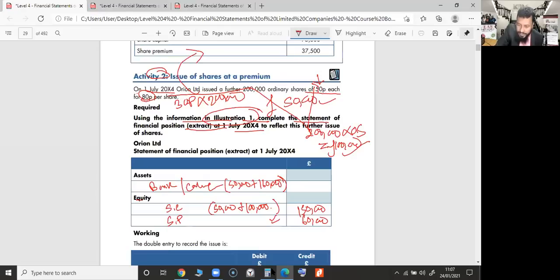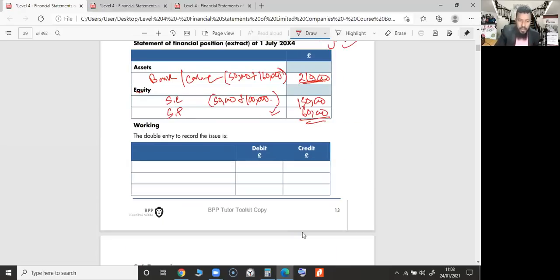And this is 210 in it. So this asset is always equal to liability plus equity. That's how you do it. Oh, we have a working bank debit, don't we? Bank debit, and share capital and share premium credit, because of the issue. Look at this, because of the issue.